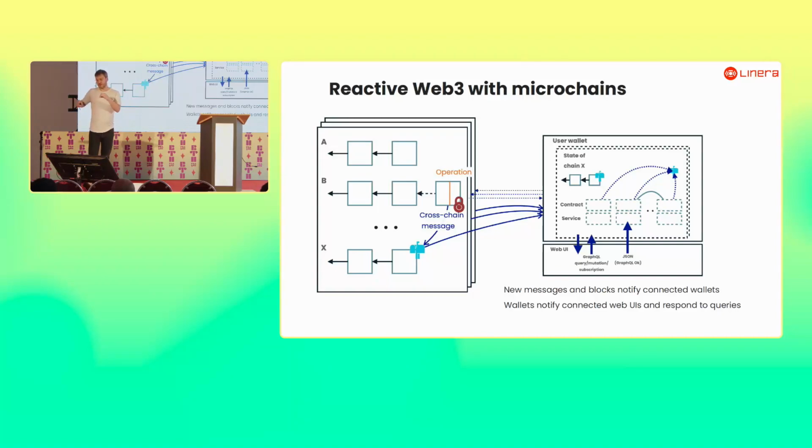And in fact, for the same price, you can also notify the web UI if it has subscribed to modifications. And then the web UI can quickly pull the data from the wallet and refresh using a reactive framework. So that's it. Finally, we have a framework for fast and secure reactive Web3 programming.